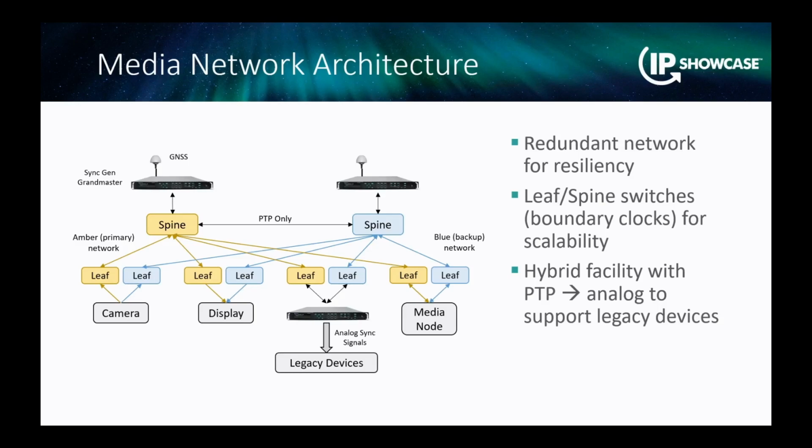So my device is at the bottom. A media node is kind of the generic term, can be a receiver or a sender. A camera is obviously a sender. It's originating content. A multi-viewer display device is a receiver, right? It's receiving that video and audio and doing something with it. If we have two network ports on each of them, they can connect to both the amber and blue networks and give us that level of redundancy.